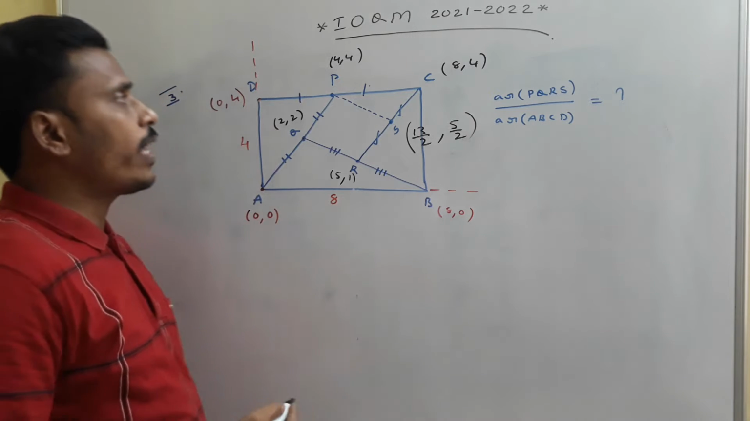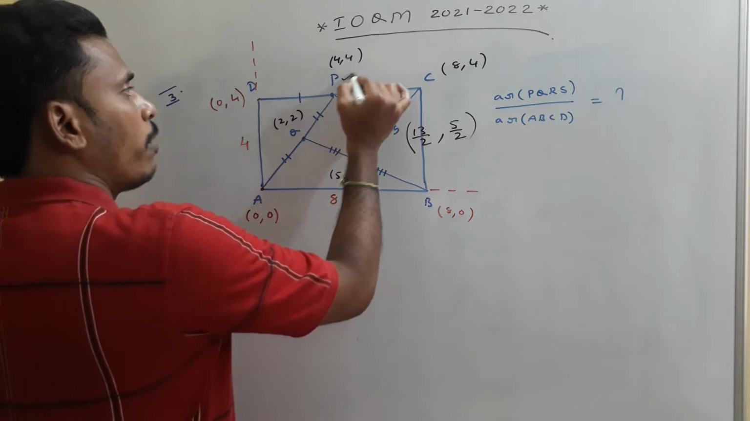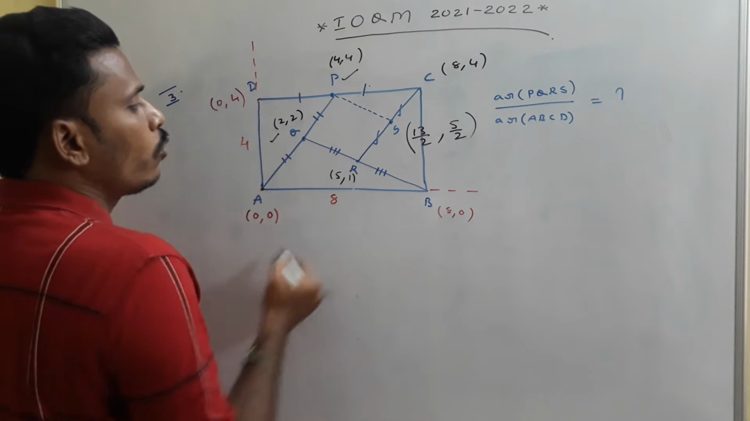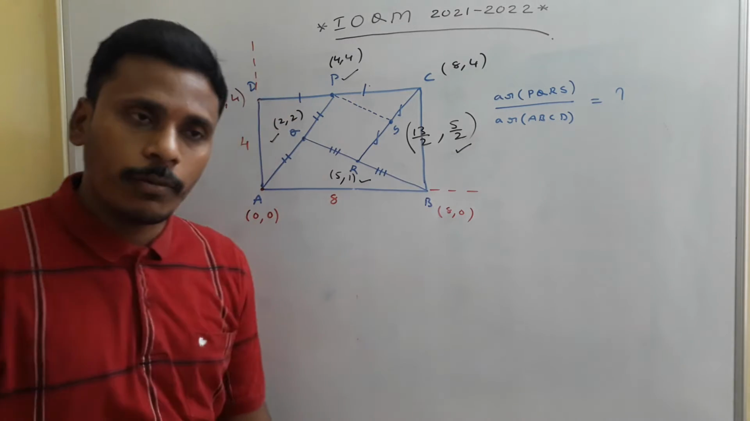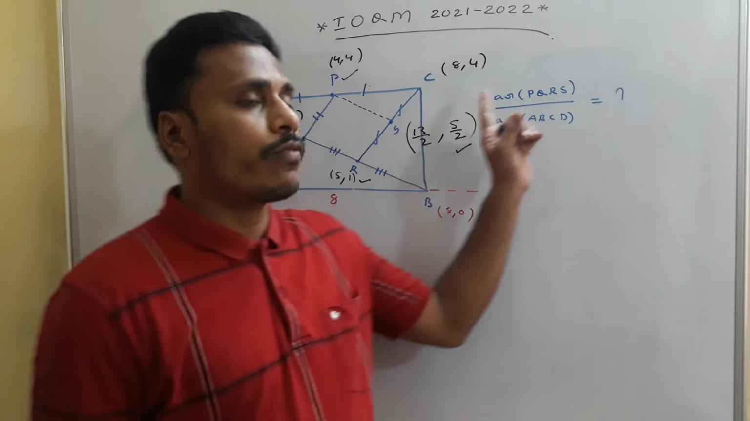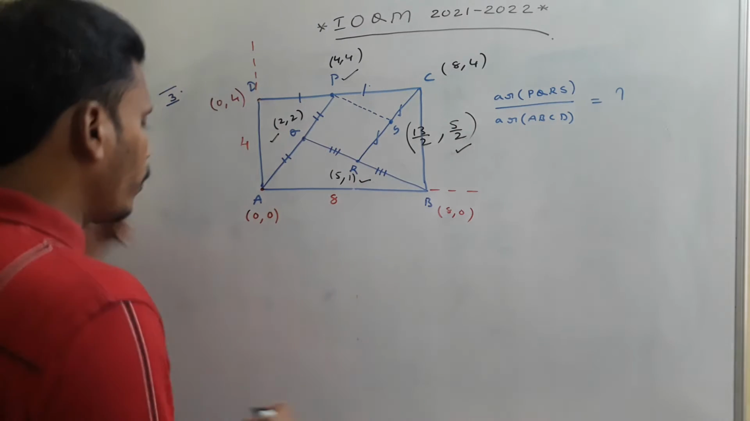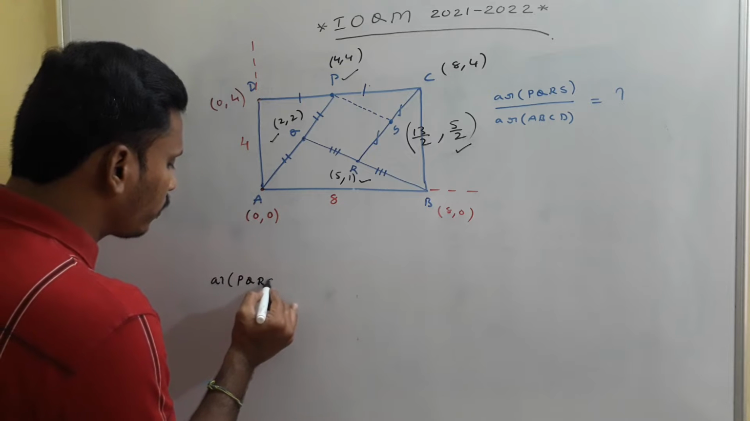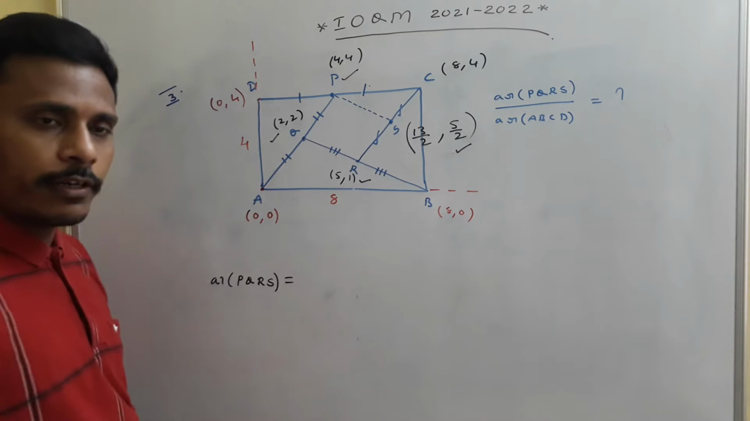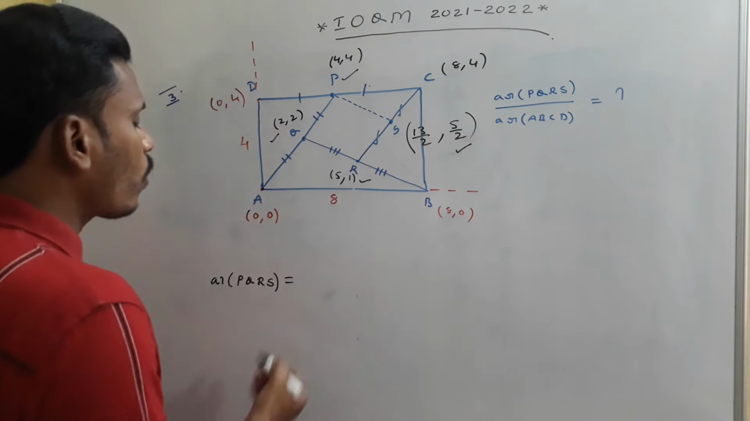So we have P (4,4), Q (2,2), R (5,1) and S (13/2, 5/2). My task is to find the area of this numerator PQRS. There you need to use the area of a quadrilateral from coordinate geometry. So if you use the area of a quadrilateral, what is it?